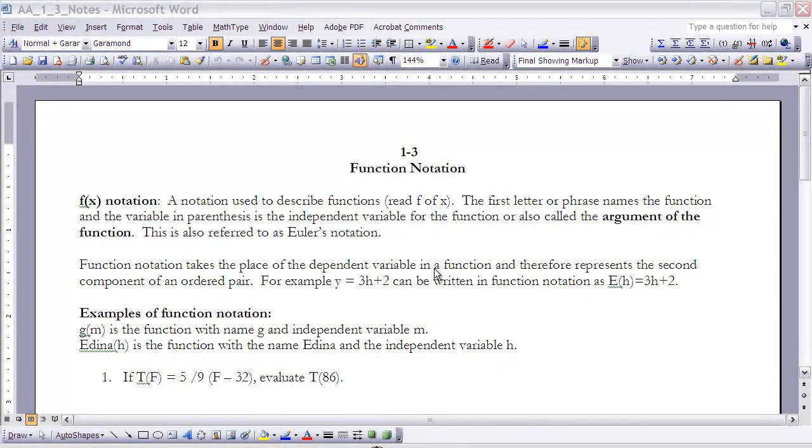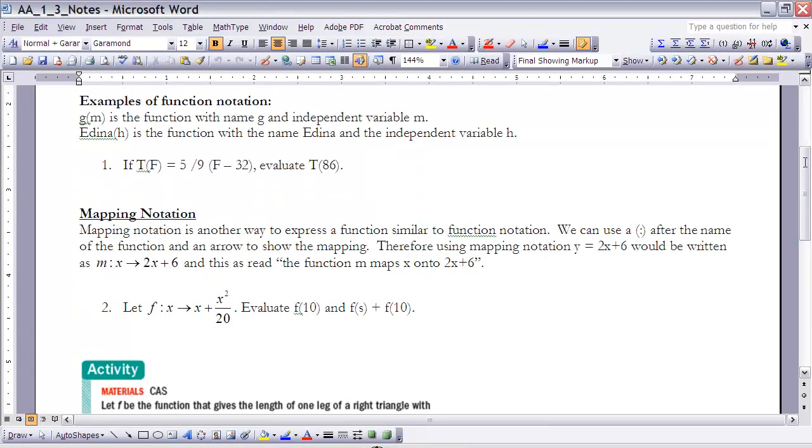So let's take a look at some examples of function notation here. I have two examples. We have g of m, which is the function with the name g and an independent variable of m. Edina of h is the function with a name of Edina and an independent variable of h. Whatever is first, outside of the parentheses, that's the name. Whatever is inside the parentheses, that's the independent variable.